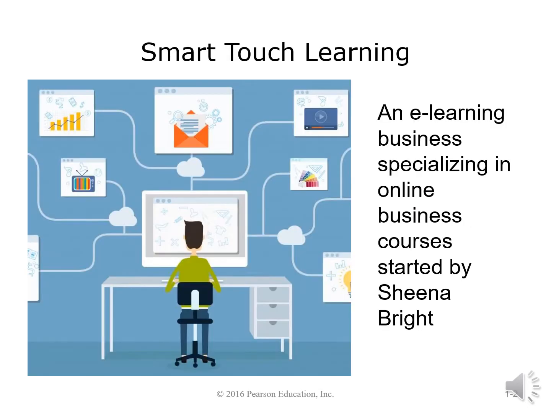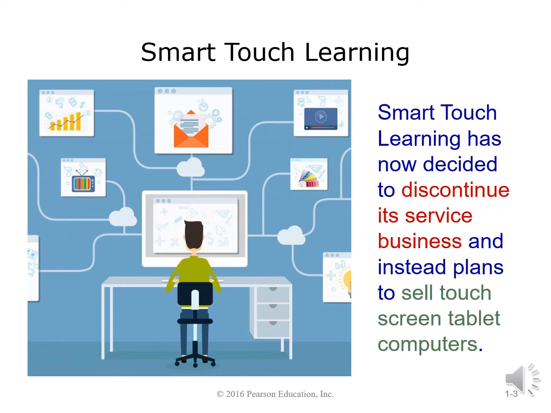Throughout this course, we've been talking about a business, Smart Touch Learning, that we started in November of our calendar year. Smart Touch Learning is an e-learning business that specialized in providing services such as business courses. It was started by Sheena Bright. Sheena Bright plans to discontinue all of its service businesses, and instead it plans to sell touchscreen tablet computers. This may not seem important, but as an accountant, this changes a lot.